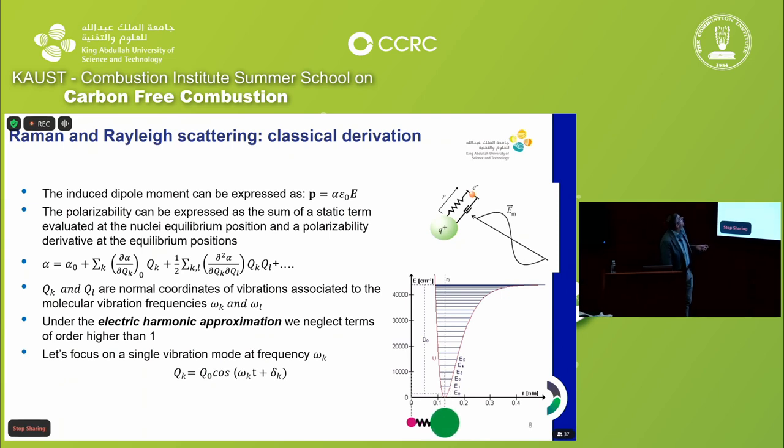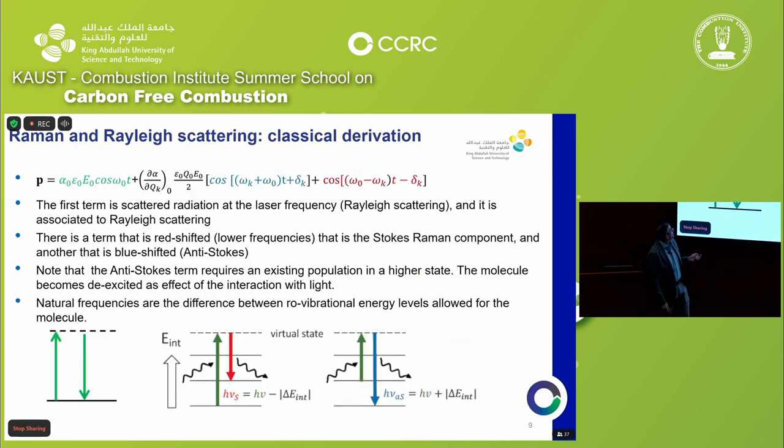Then I can expand the polarizability tensor around this equilibrium position in the oscillation. And I'm going to have a first order term, this is a stationary term, and the second term that will oscillate with this frequency, that's characteristic of the molecule, multiplied by the derivative of the polarizability. So if I have an expression as a first order approximation of the induced dipole moment, it will have this form.